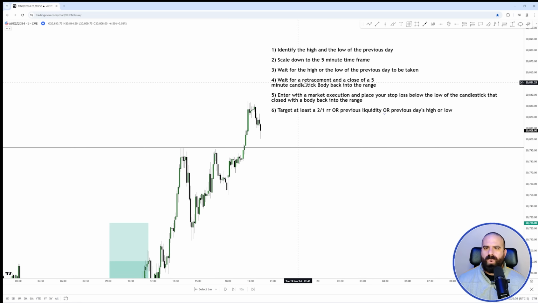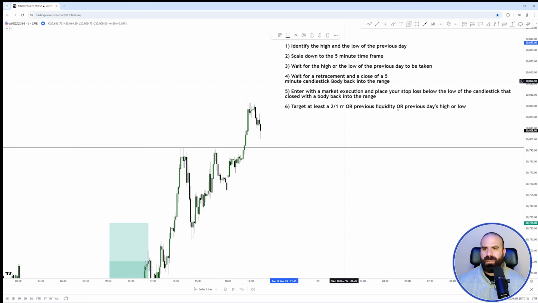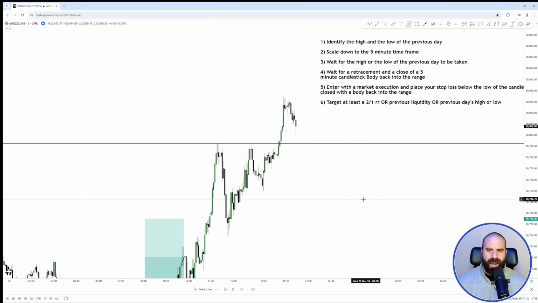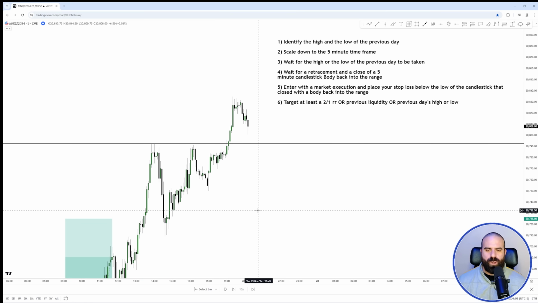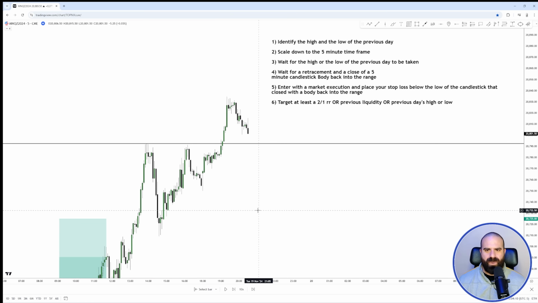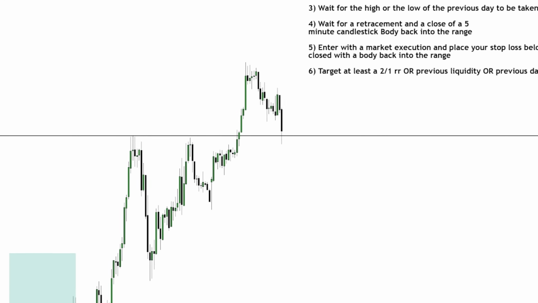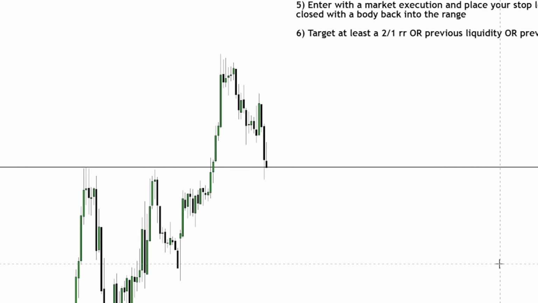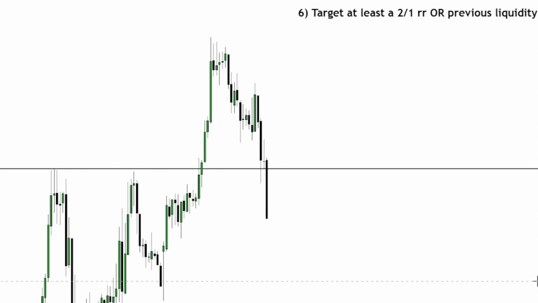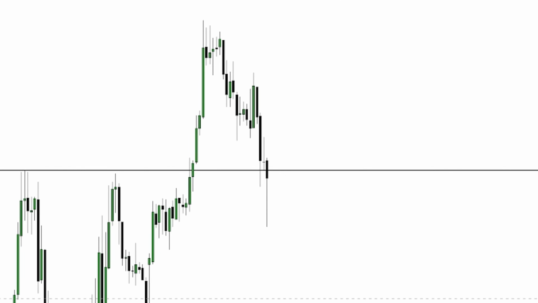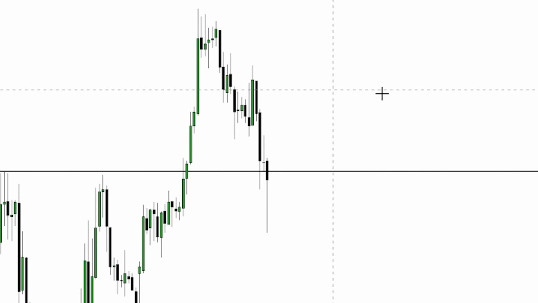Number 4, wait for a retracement and the close of a 5-minute candlestick body back into the range. That's why I have the body with B capital, because you need to see a body closing right back into the range. And let's see if this is a body. No, this is a wick. So we are not doing anything. Here, nothing. Here, we are closing back into the range.